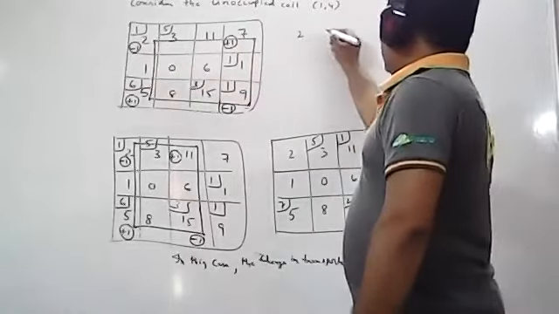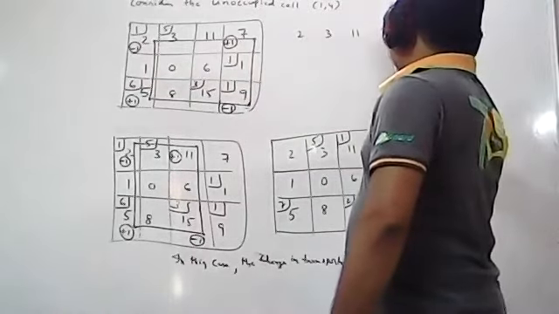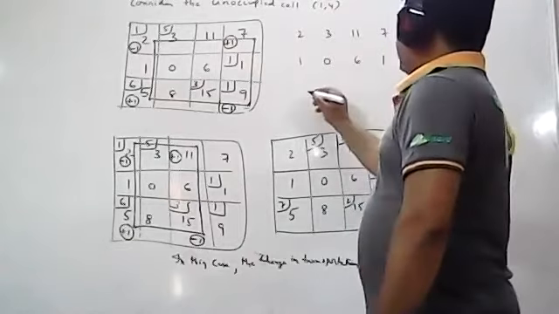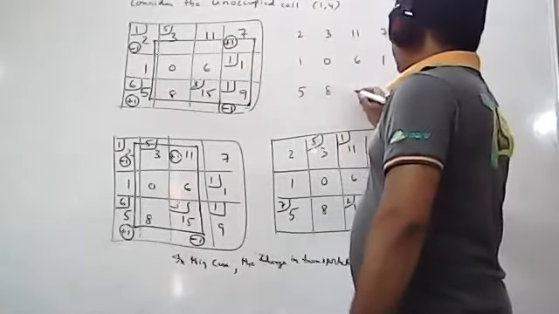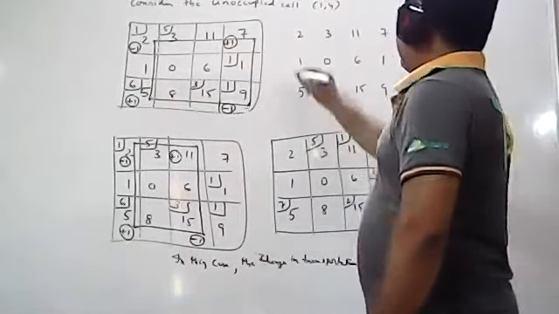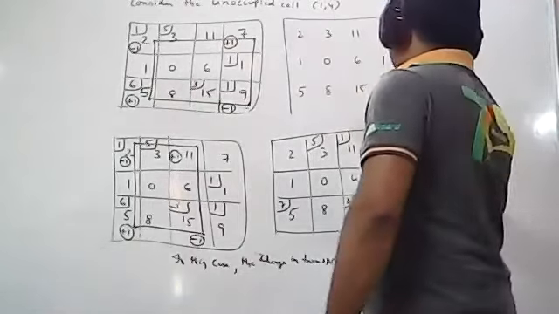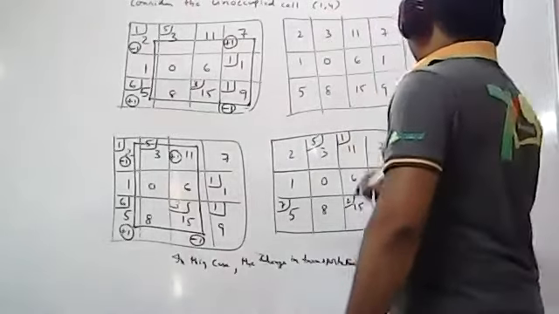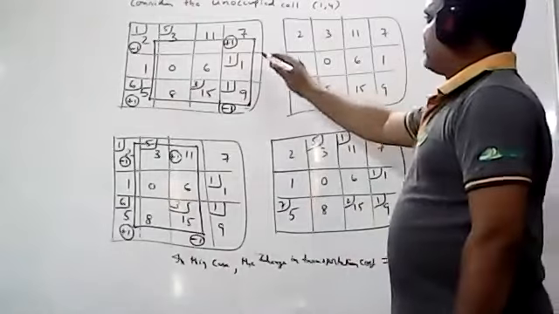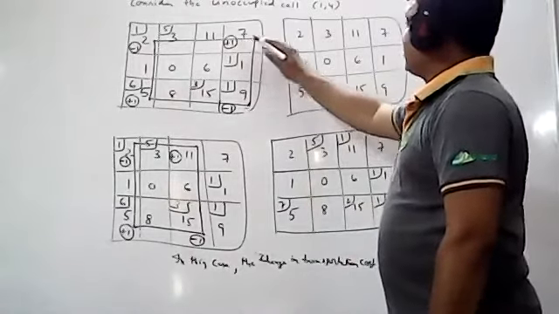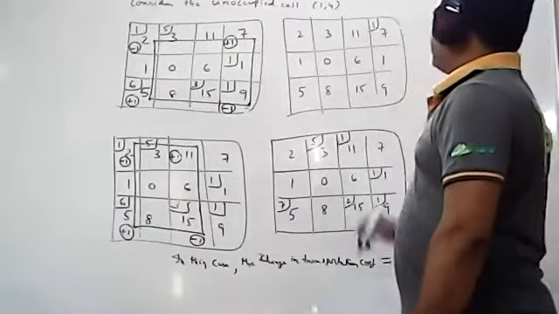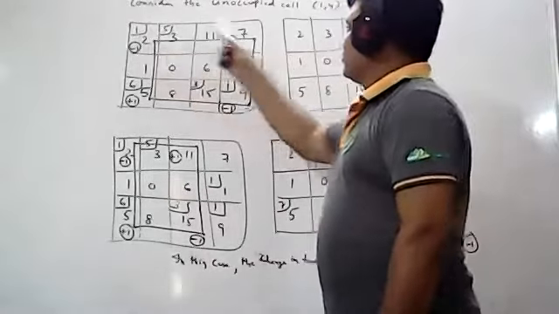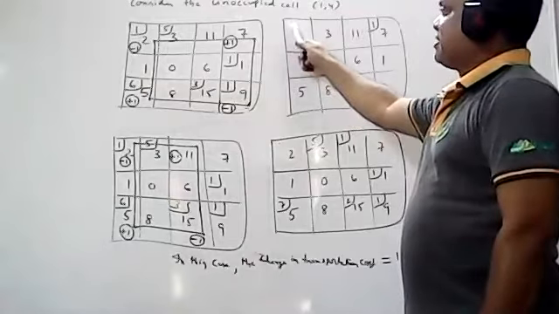So again, I have to draw the table: 2, 3, 11, 7, 1, 0, 6, 1, 5, 8, 15, 9, 5, 8, 15, 9. So this is nothing but... Okay. Now the loop cells first I will finish. So loop cells means what is this one? This one is 7. This one is added. That means 1 is added. Now this is an occupied cell. This is 1 minus 1, 0. 0 means this is an occupied cell. This is an occupied cell.